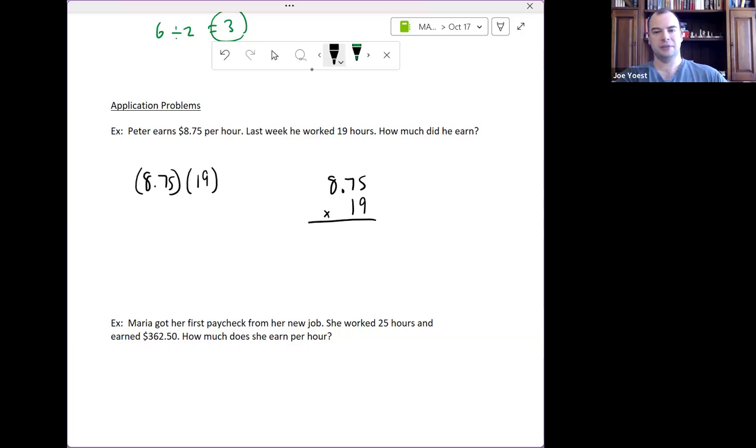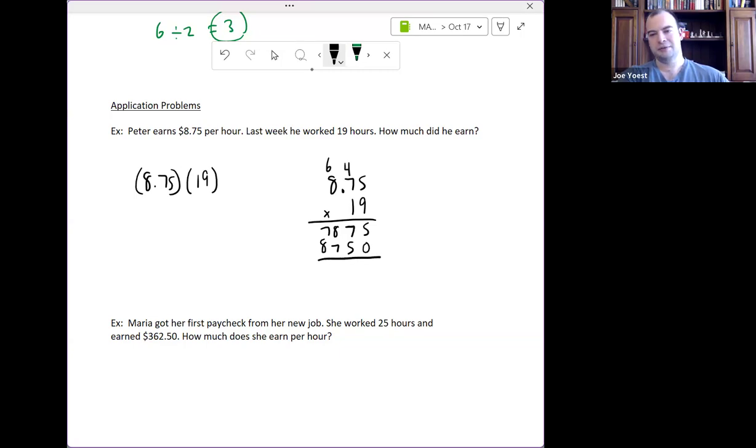So let's do that. 9 times 5 is 45. 9 times 7 is 63, plus 4 is 67. 9 times 8 is 72, plus 6 is 78. Then I move over to my 1. I put a buffer 0 there just as a placeholder. 1 times 5 is 5. 1 times 7 is 7. 1 times 8 is 8.